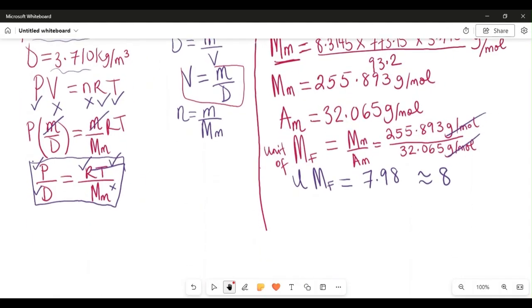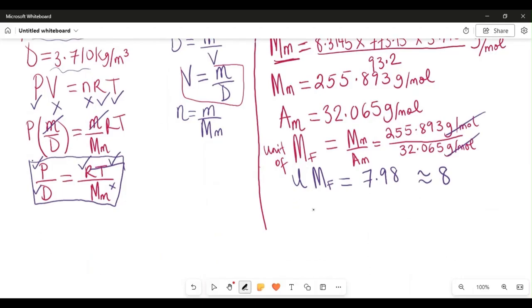So the sulfur molecule is just going to be S8. Basically, in this molecule of sulfur, there are 8 atoms of sulfur in this S8 molecule. So that is the molecular formula. The molecular formula is S8.